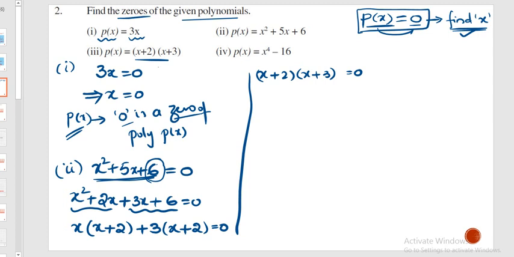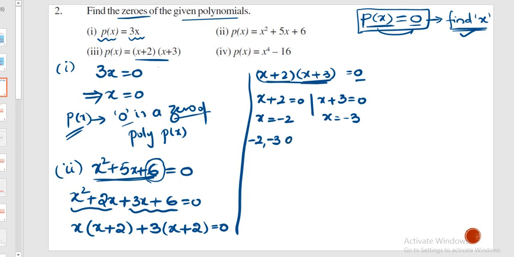Now these two terms' product should be equal to 0. So when can you say that the product of two terms is equal to 0? Either x plus 2 is equal to 0 or x plus 3 is equal to 0. So from this, x is equal to minus 2, x is equal to minus 3. So from this, what I can say is minus 2 comma minus 3 are zeros of the given p of x.